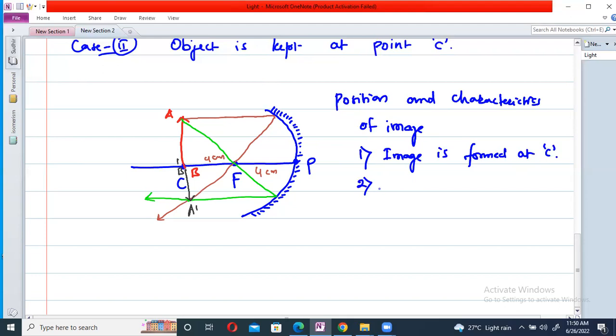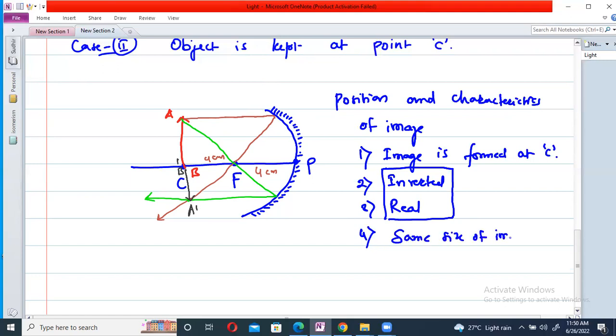But how is the image? Is it erect or inverted? The image obtained is an inverted image, and an inverted image is always a real image, because whenever the reflected rays actually meet, it forms a real image. And I told you, if the image is inverted, it is always real. Point number 4: what is the size of the image obtained? The size of the image formed is the same size as the object.